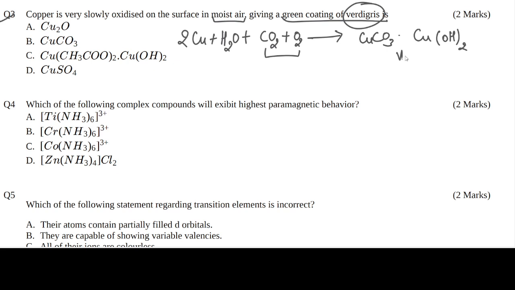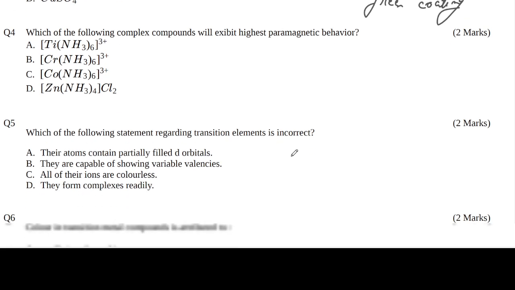So this is known as verdigris. In Hindi, this is known as Tamra kit. So verdigris is the green colored coating on the copper material. What is the correct option for this? You can see CuCO3, so option B is the correct option. Let's move to the next question.